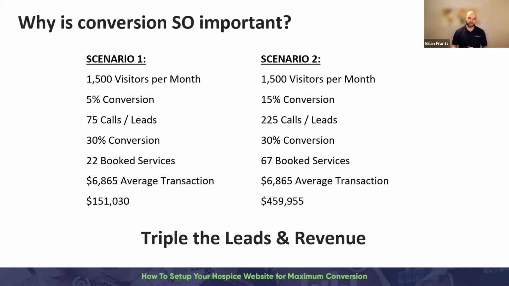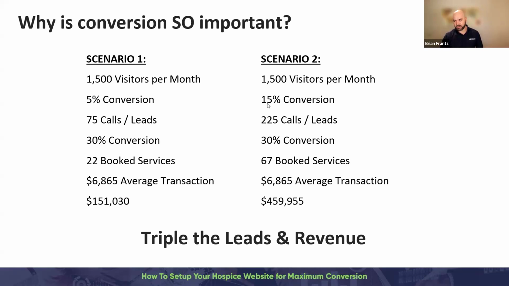If 30% of those people who call in book services, that's 22 booked services in the month, right? Average transaction, say it's around 150,000 from that traffic, right?